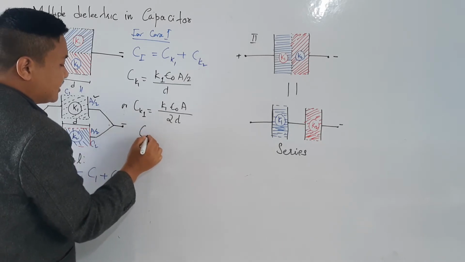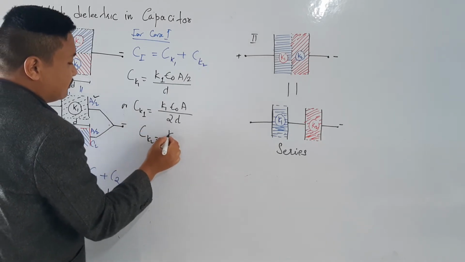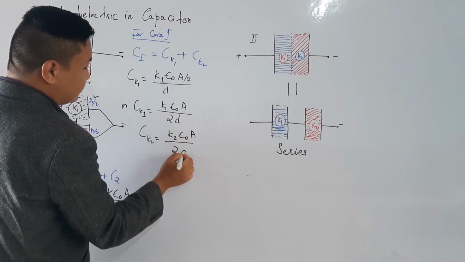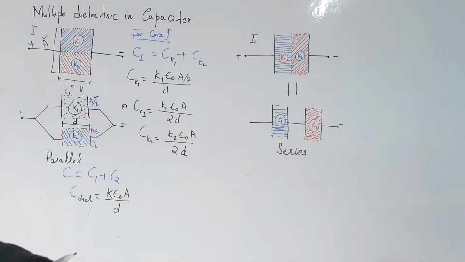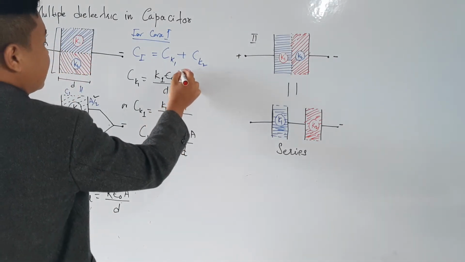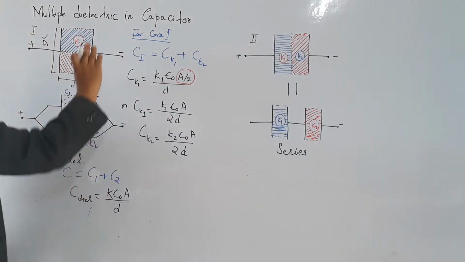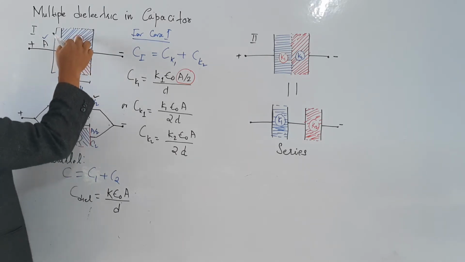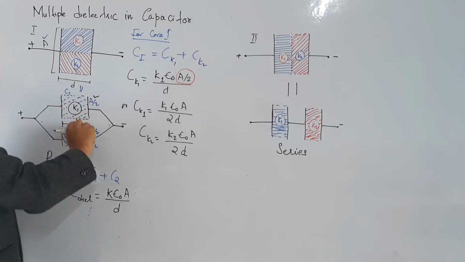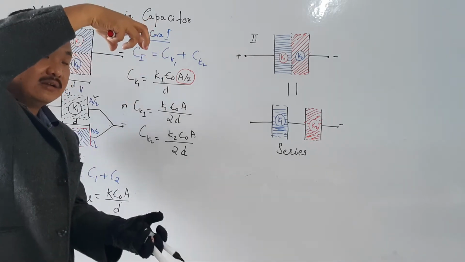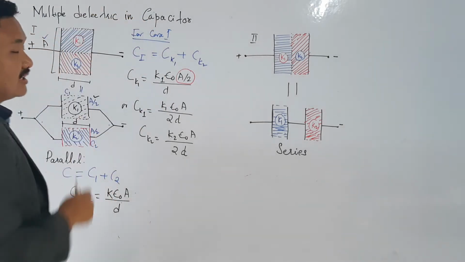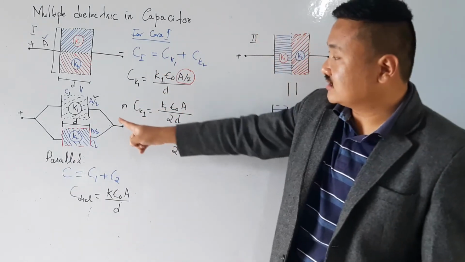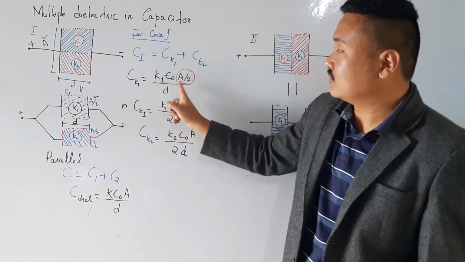Similarly, how much will CK2 be? Same, it will become K2 epsilon naught A divided by 2D, right? So please remember, I am getting A divided by 2 because the plate has area A, but because of these two dielectrics, I separate it in parallel form. Whenever I separate it, the area of the plate becomes half. So this is A by 2, and CK1 is this one.